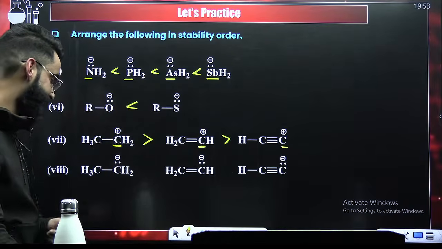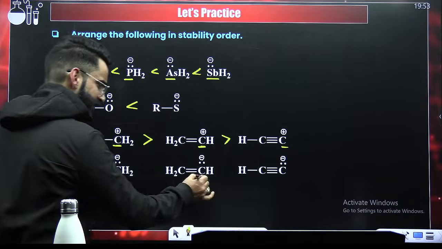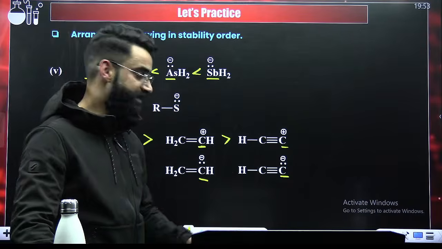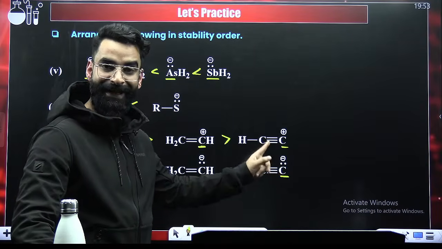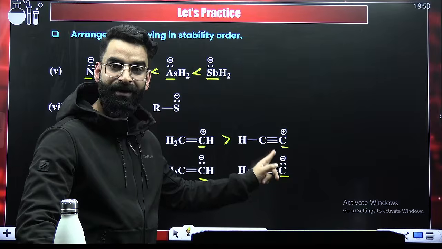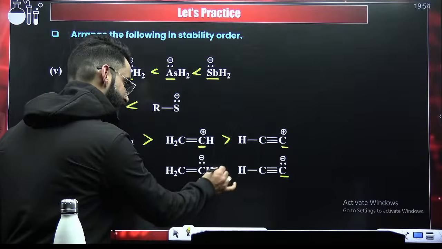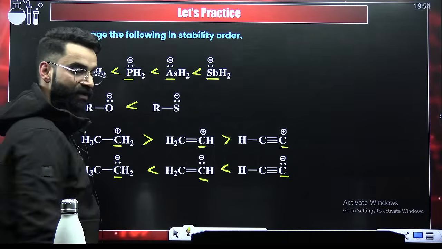Similarly, talk about this one. Again, single bonded carbon, double bonded carbon, triple bonded carbon. Where will the S character be more? S character will be more here, so electronegativity will be more here. And negative charge is more stable on the more electronegative element. This is going to be the order.